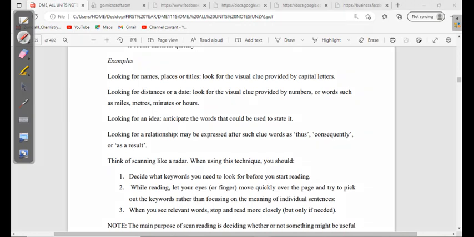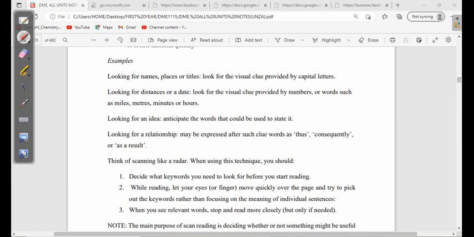An example is looking for names, places, or titles. Look for the visual clues provided by capital letters. This is what you get to use when you are scanning. For example, looking for causes of malaria, you are going to look for titles that talk about causes of malaria, or even visual clues. For example, you see a person who is holding their head, that might tell you that you might find something that will interest you about what causes malaria in this book. Those are things that you get to look at.